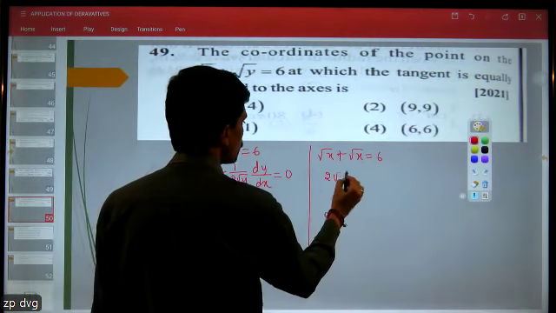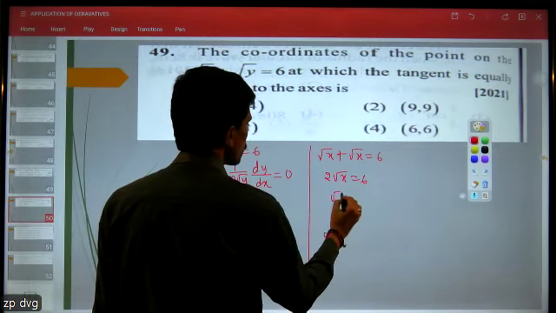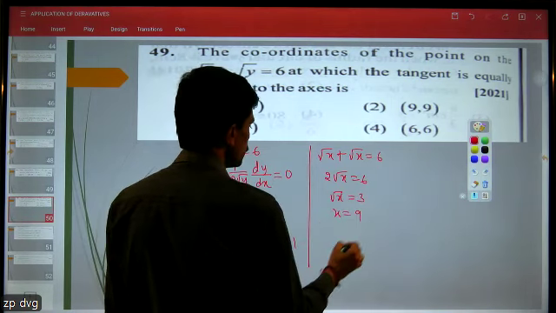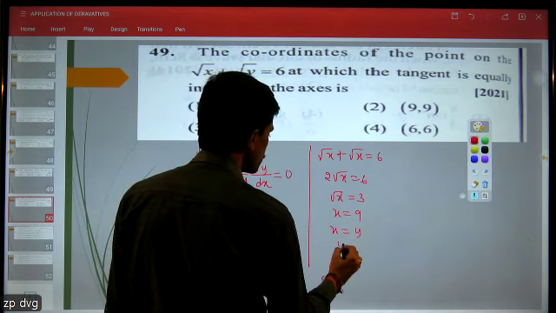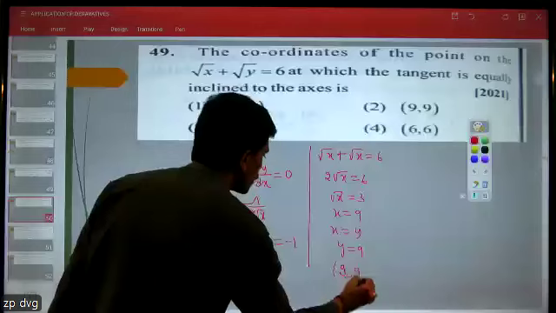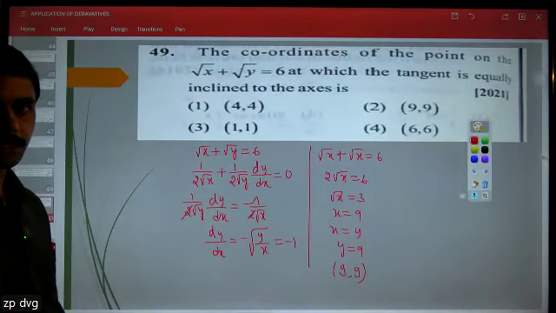Okay, 2 root x equal to 6, then root x equal to 3. Squaring on both sides, we get x equal to 9. So x equal to y means y is also equal to 9. Therefore, the given point is 9, 9. Option 2 is the right answer. Thank you.